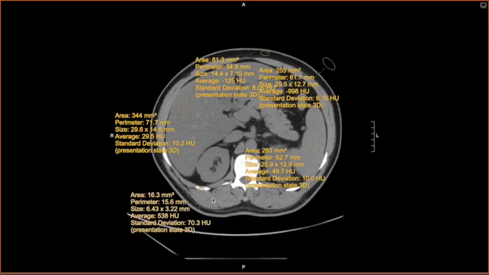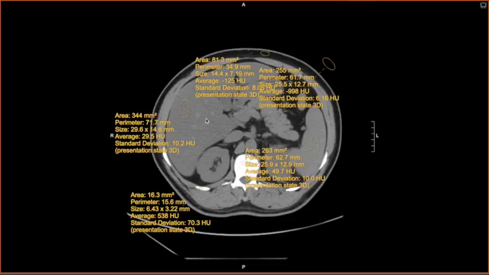Quick pearl here, quick aside: the principle of CT, especially of the abdomen, is that all this fat, which is lower density and therefore darker, surrounds these organs and tissues within the abdomen and allows us to evaluate those structures better.